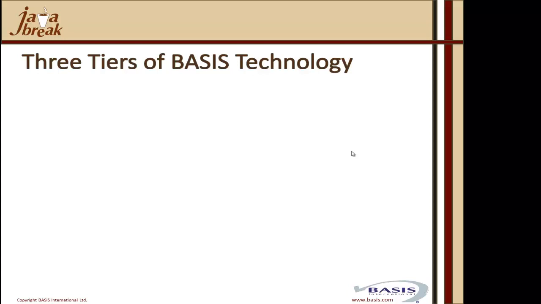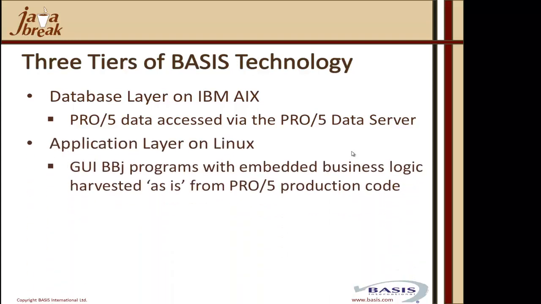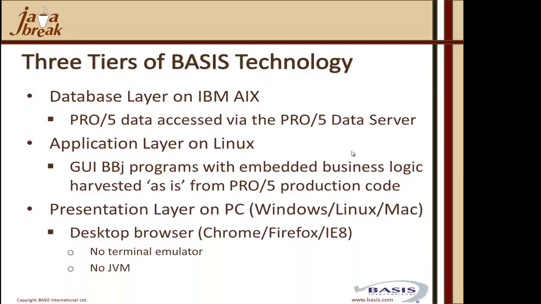Let's look at those three tiers of Basis technology employed by the new solution. Firstly, the database layer running on IBM AIX operating system. So that's the Pro 5 data, now accessible via the Pro 5 data server from the second layer, the application layer, running on a Linux box. So BBJ GUI programs were running on the application servers on Linux with the embedded business logic harvested as is from the Pro 5 production codes. That same code could merely be re-implemented in the GUI application that was then going to be presented in the third tier, the presentation layer on the actual PCs of the providers, running either Windows or Linux or Apple Mac. Those desktop browsers could be running Chrome, Firefox or IE8. No terminal emulations on those browsers, no JVMs on those desktops, just a simple browser to access the application.